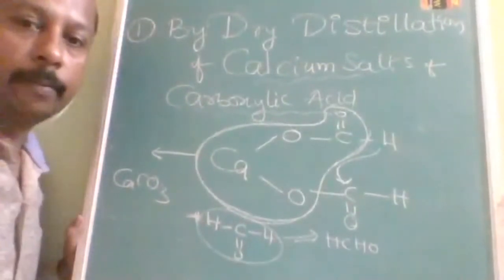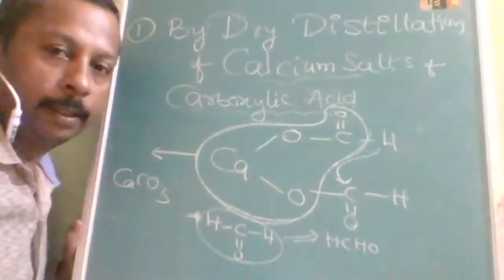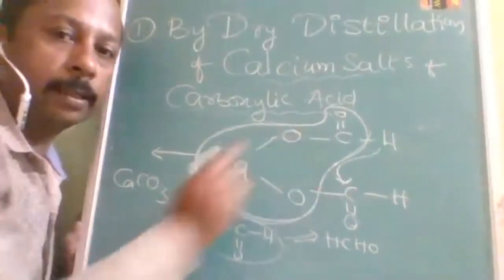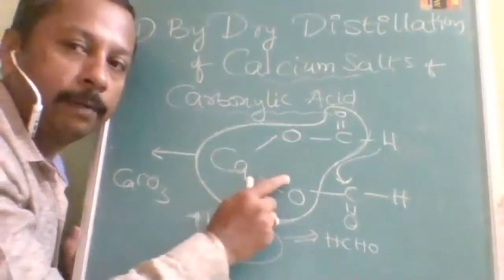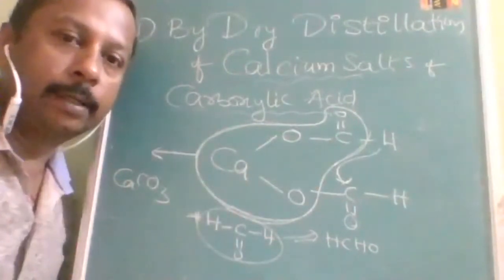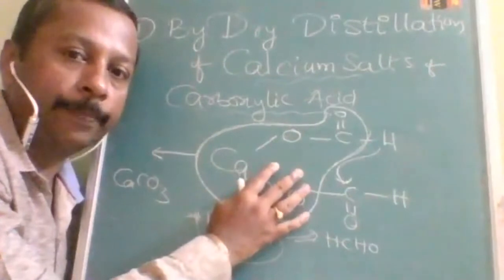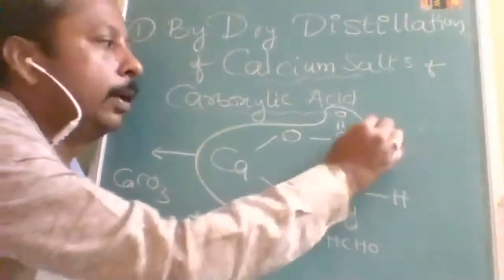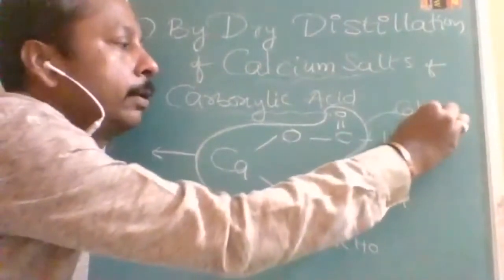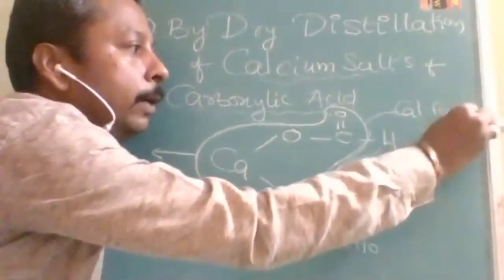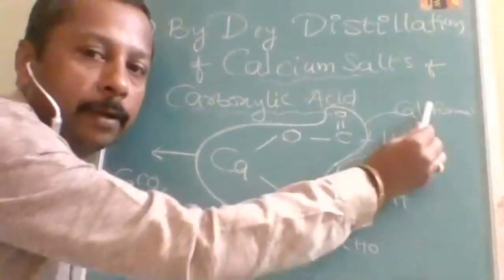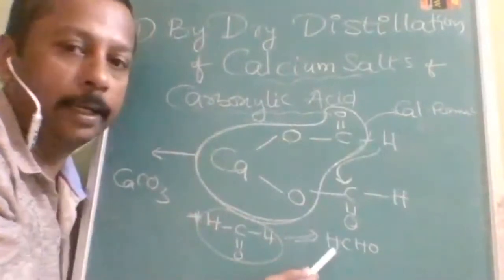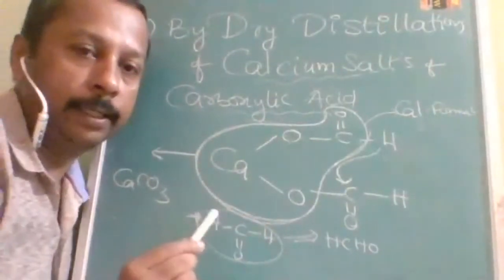This is the first and easiest example I have taken. This salt is called calcium formate, because it is derived from formic acid. Formic acid is HCOOH. That's why the salt name is calcium formate. So calcium formate on dry distillation gives formaldehyde. Simple and very easy to remember.